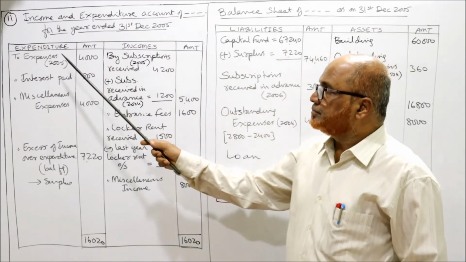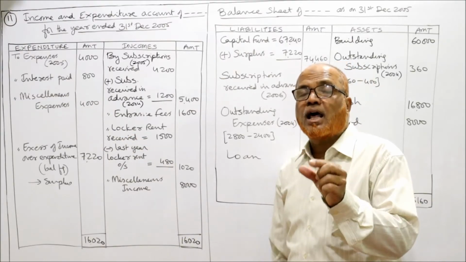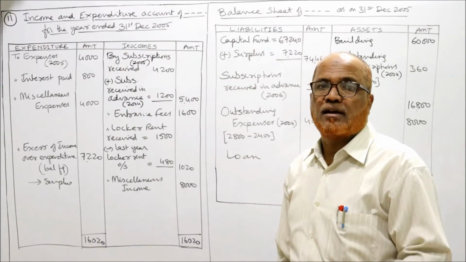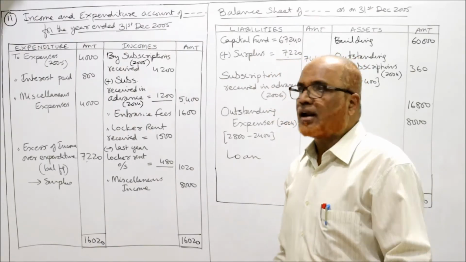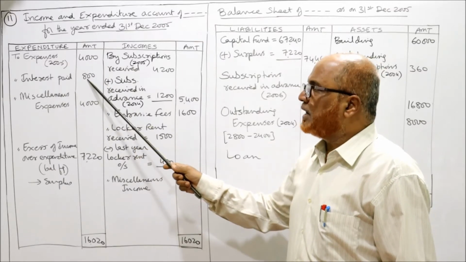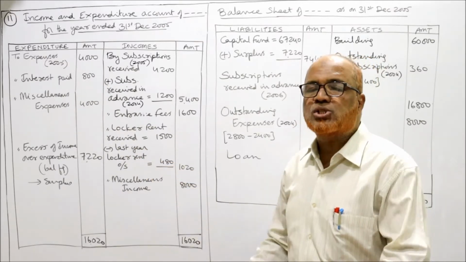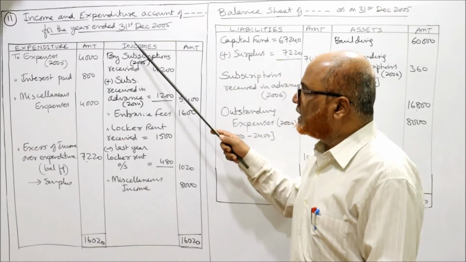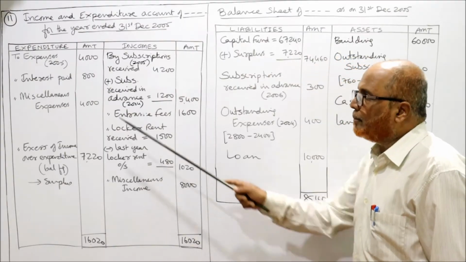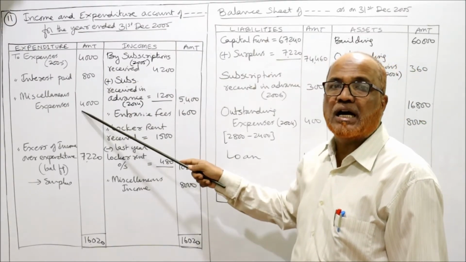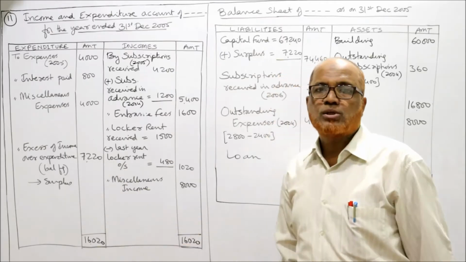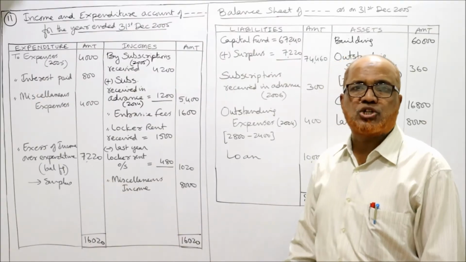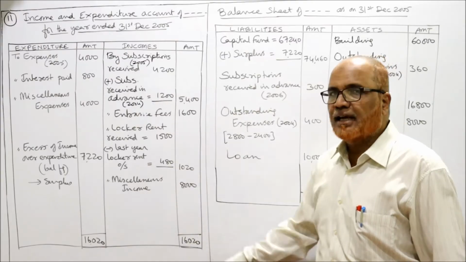Now expenses. Expenses we take only current year's expense 2005. There is no outstanding expense of current year 2005. 4,000. Interest paid same, we have taken miscellaneous expenses same. That's all. We have taken all incomes and expenditure of the current year. So take the total of the income 16,020 minus expenditure. 3 items you deduct. Then you will get 7,220 as the surplus. Excess of income over expenditure. That's all. So we have completed the income and expenditure account.